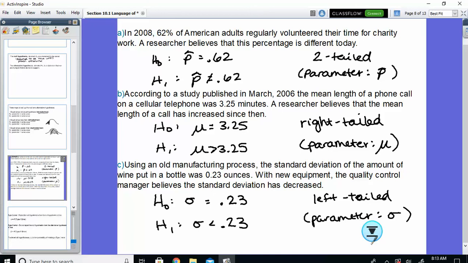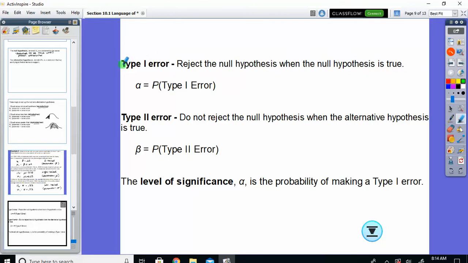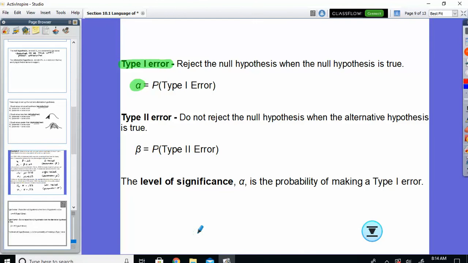So far, so good. In this section, we're not actually going to be conducting or testing any of these hypotheses. We're just trying to understand the notation, what the different things mean here. When we do this, there is always the chance of making an error, so drawing the wrong conclusion. There are names given for these. There's type 1 error and type 2 error. So type 1 error, the variable for that is alpha. That happens if you reject the null when it's actually true.